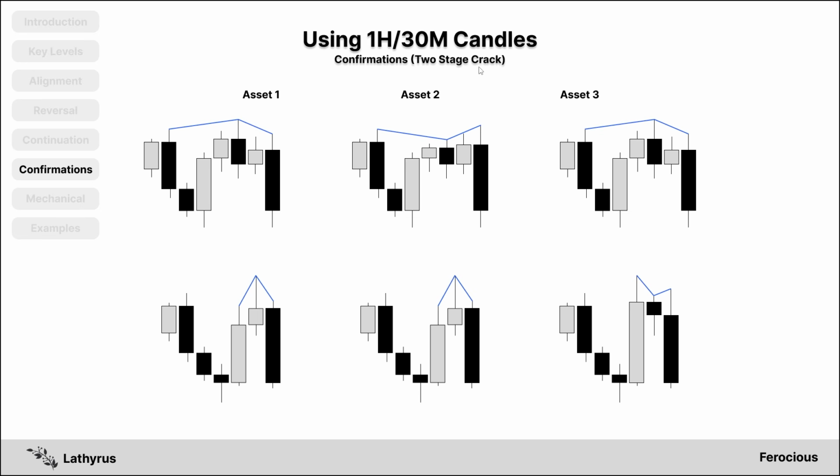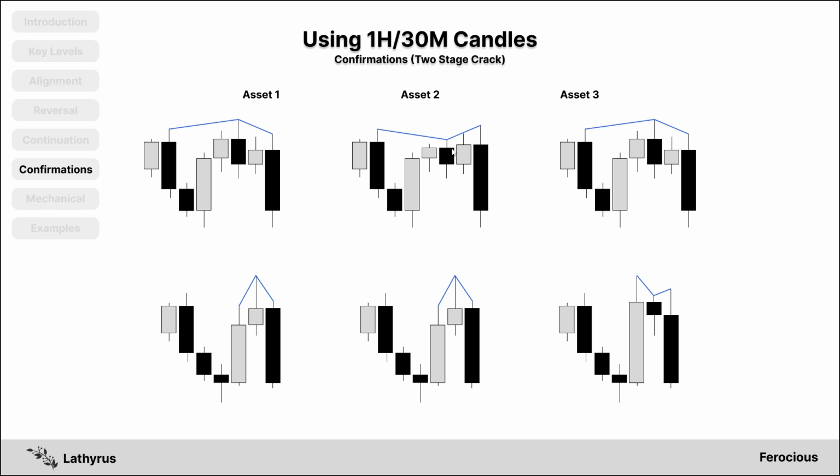So the second confirmation is the two-stage crack, where we can see asset 1 is taking out this old high and forming a strength switch. So it is initially stronger by taking out this high, but then it's flipping weaker. Asset 3 is doing the same, it's taking out this old high and then it's flipping weaker here.